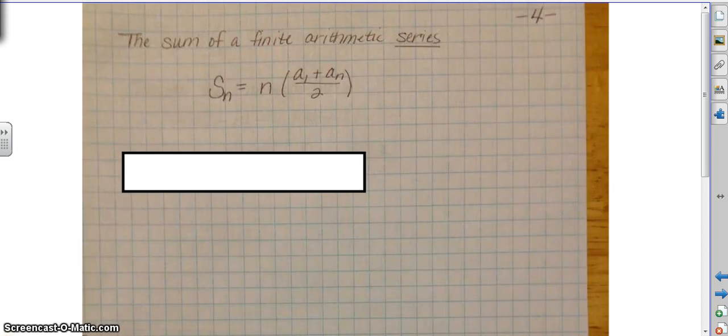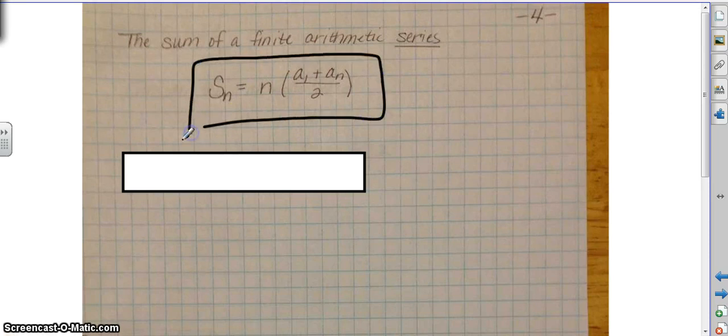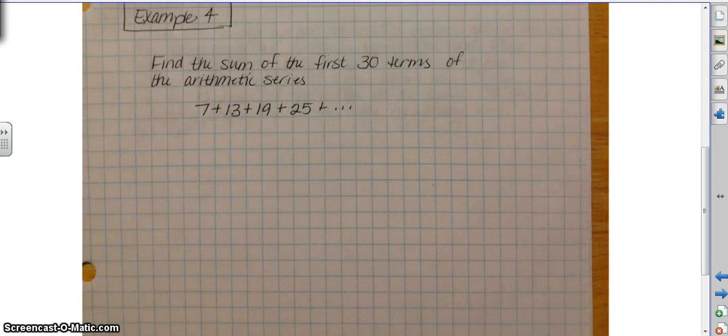This leads us to the sum of a finite arithmetic series, which has a formula: S sub n is equal to n times the quantity a sub n plus a sub 1, divided by 2. S in this case represents a series, not a sequence. A series is a sequence that's being added together. You're adding the terms together. So in example number 4, we're going to find the sum of the first 30 terms of this arithmetic series.